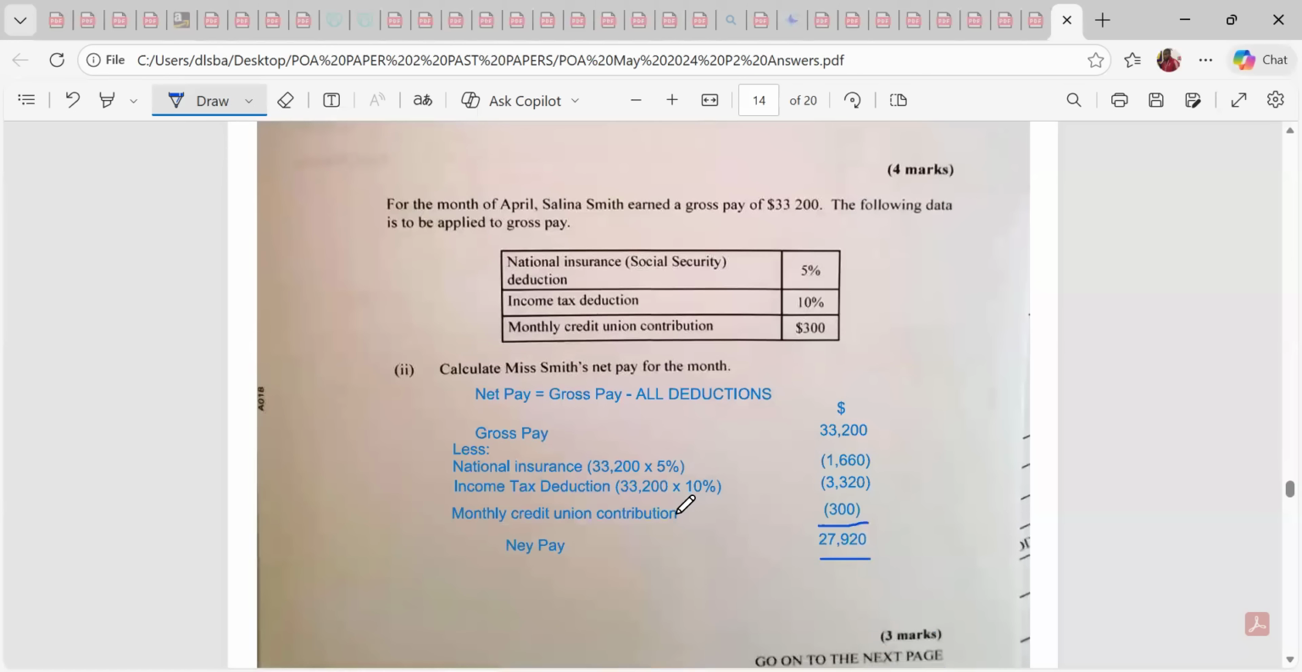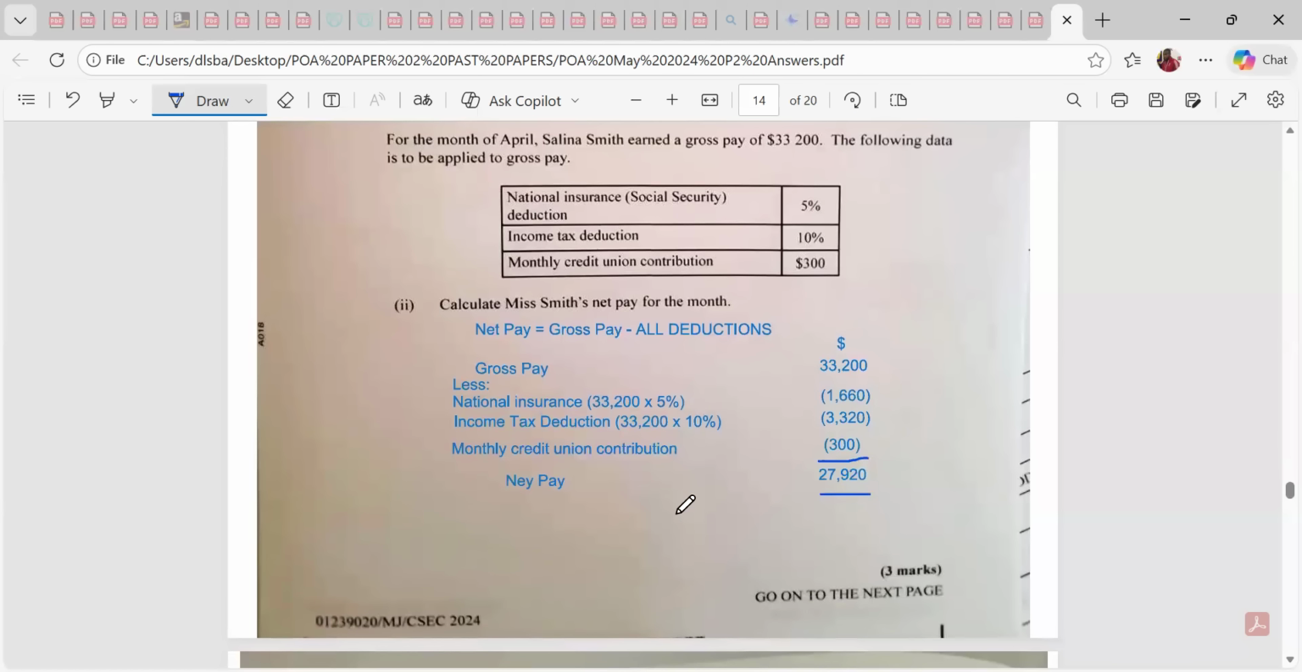Here now, for the month of April, Selena Smith earned a gross pay of 32,200. The following details are to be applied to the gross pay: national insurance deduction, income tax, and monthly credit union contribution.